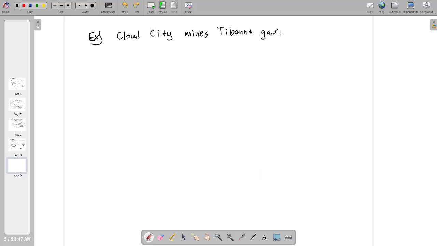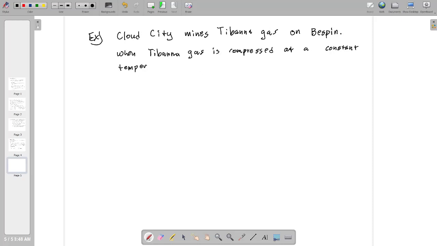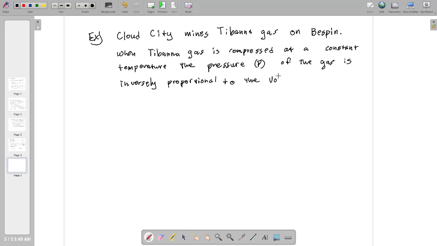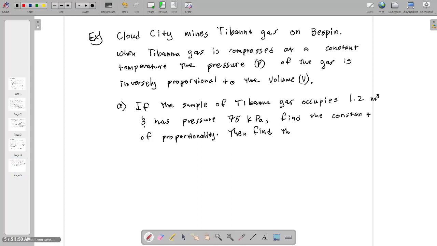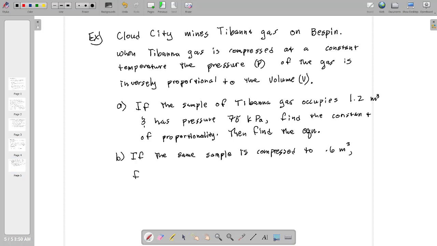Cloud City mines Tabana gas on Bespin. When Tabana gas is compressed at a constant temperature, the pressure P of the gas is inversely proportional to the volume. If the sample of Tabana gas occupies 1.2 meters cubed and has a pressure of 75 kilopascals, find the constant of proportionality, then find the equation. If the same sample is compressed to 0.6 meters cubed, find the new pressure. This problem is very similar to your try one problem.